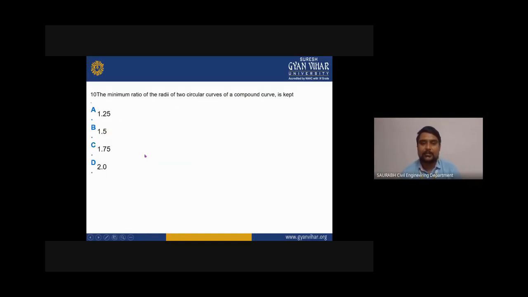And now we will come to the last question, which is number 10, and this is also a very important question. The minimum ratio of radii of two circular curves of a compound curve is kept. The options given are: A is 1.25, B is 1.5, C is 1.75, and D is 2.0. Here the right answer will be 1.5. That will be your right answer. This is also a very important question because it is about circular curves and compound curves. It should be remembered by all civil engineering students.